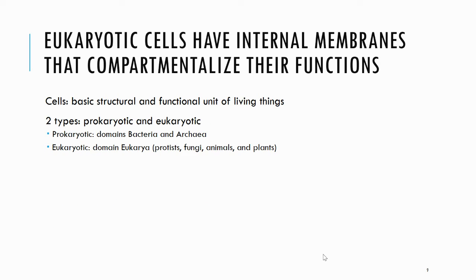Cells are the basic structural and functional unit of living things, and there are two broad types: prokaryotic and eukaryotic. Recall that there are three domains of life. Prokaryotic cells include the domains bacteria and archaea, and the eukaryotic cells are from the domain eukarya, which is where protists, fungi, animals, and plants reside.